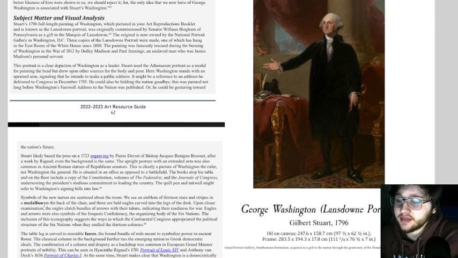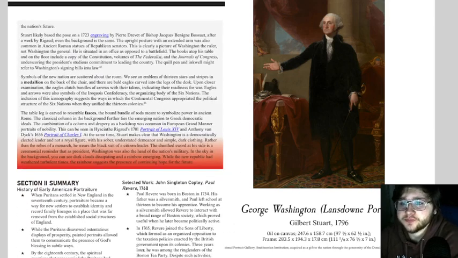Stuart used the Athenian portrait as a model for painting the head, but drew upon other sources for the body and pose. Here, Washington stands with an upraised arm, signaling that he intends to make a public address. It may be a reference to an address he delivered to Congress in December of 1795. He could also be bidding the nation farewell. This was painted not long before Washington's farewell address to the nation was published. Or he could be gesturing towards the nation's future.